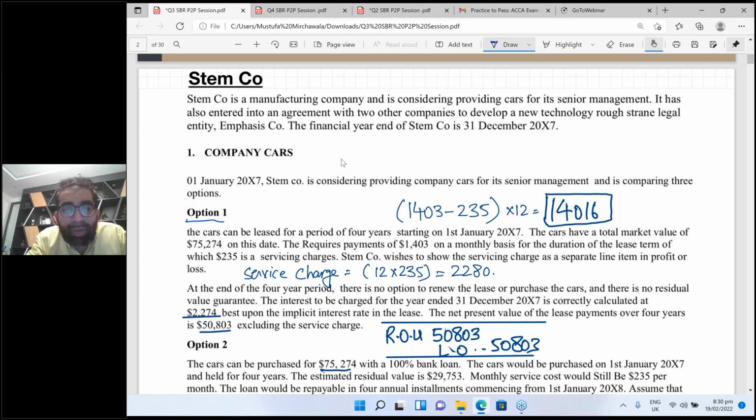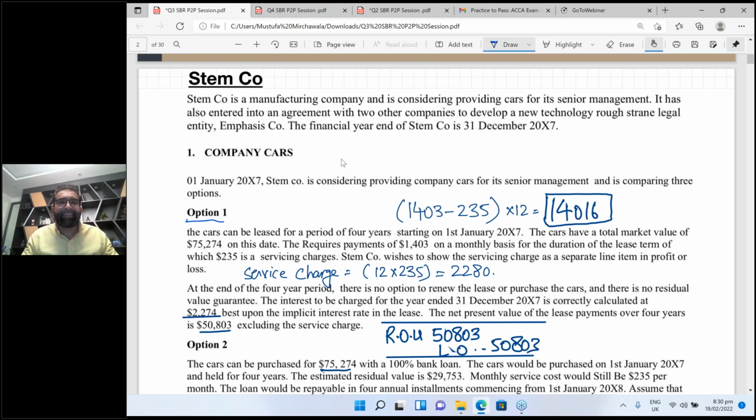The required payments of 1403 on a monthly basis for the duration of the lease term, of which 235 is a servicing charge. Oh, excellent. My dear, first of all, if the transaction is a pure finance lease, since you were kids, your teacher used to say this dialogue.